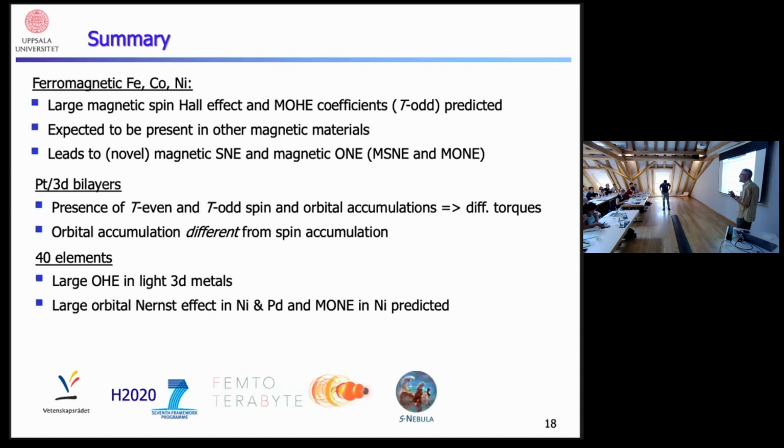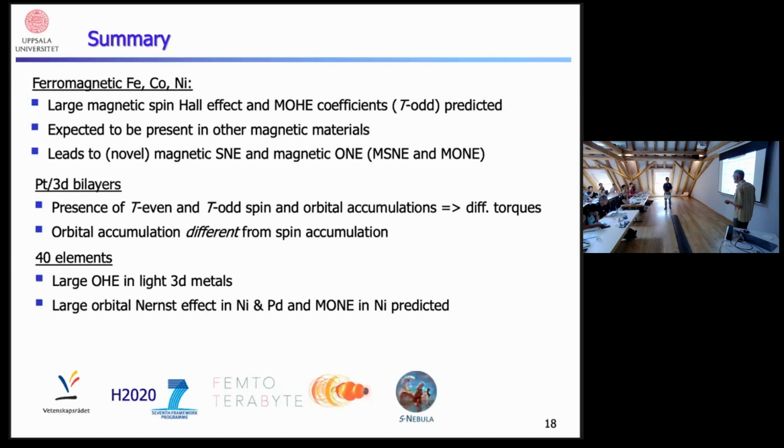There was one paper that I knew of at the time, Tomita et al., Nature 2019. They predicted the magnetic Hall effect for manganese 3 tin. So it's a different class of materials. But these are novel effects, and they actually lead to novel thermal effects: spin Nernst, orbital Nernst, and magnetic spin Nernst and magnetic orbital Nernst.